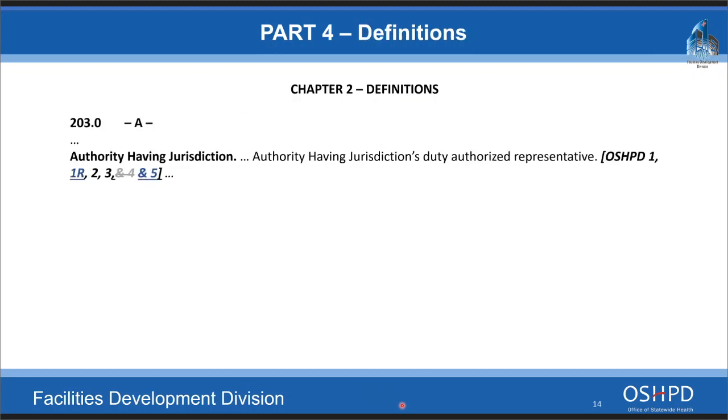Okay, once again, authority having jurisdiction, AHJ. You see the 1R is added there, and we just did some housekeeping on 4 and 5. Next slide, Caesar.